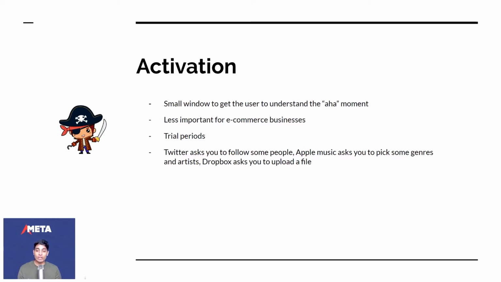You have the idea of trial periods during the activation and onboarding where you don't want to charge a user till they're already happy or they understand the aha moment. So you kind of give them 14 days or 21 days to understand the aha moment because they might be busy at this time point. To give you an idea, Foxbound has a trial period of 14 days. Twitter activates you by asking you to follow some people. Apple Music activates you by asking you to pick some genres and artists. Dropbox asks you to upload a file.